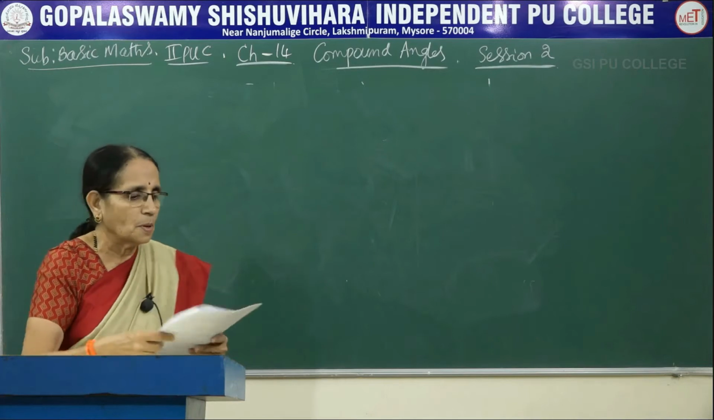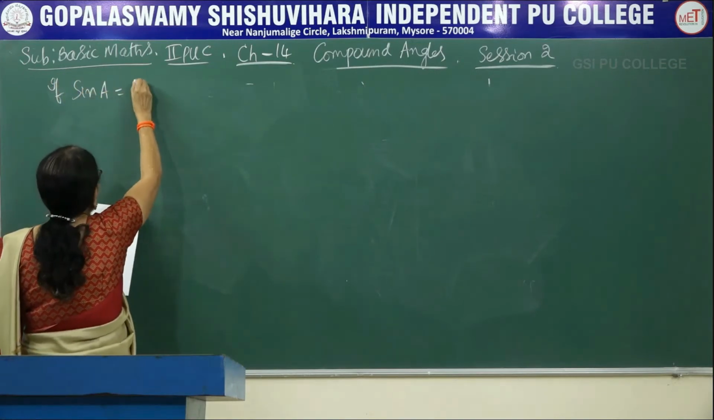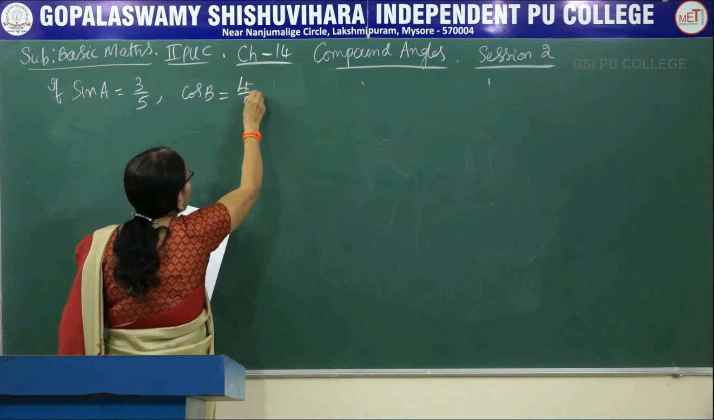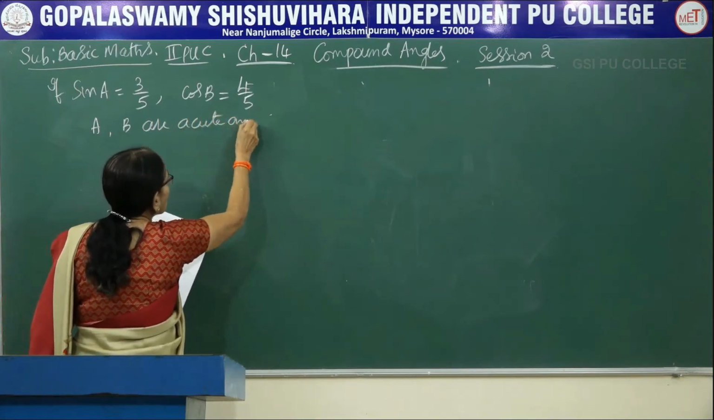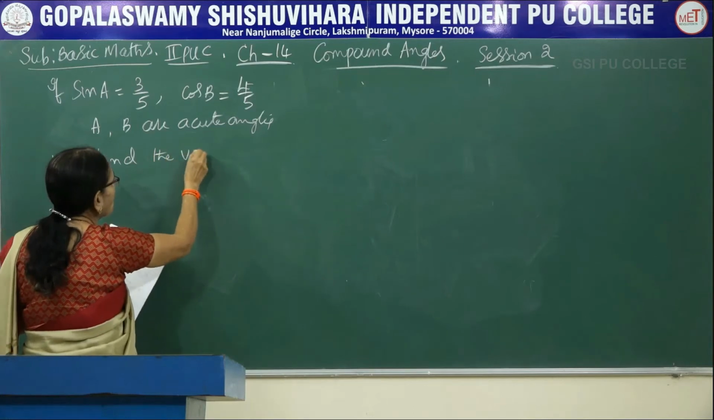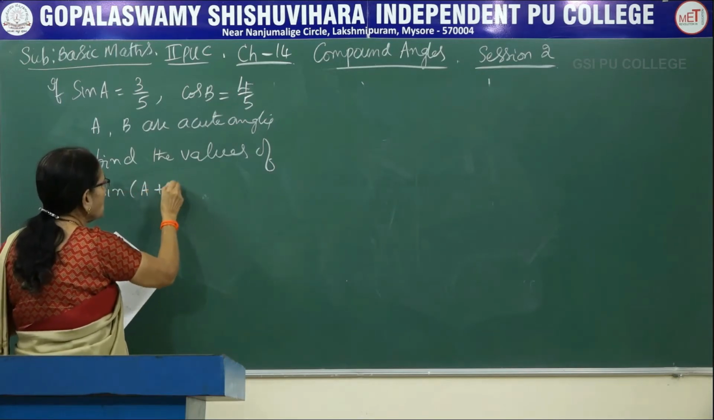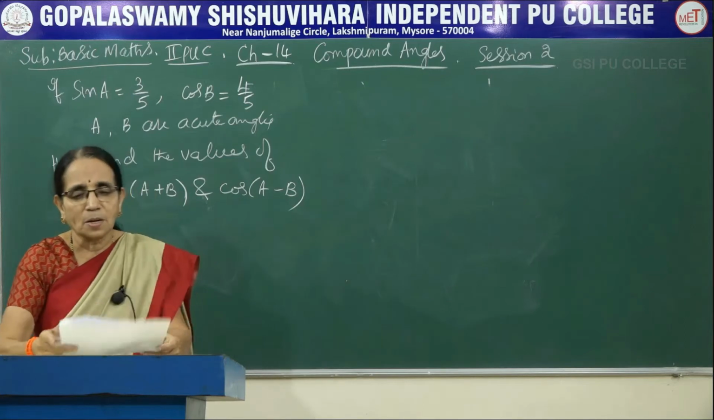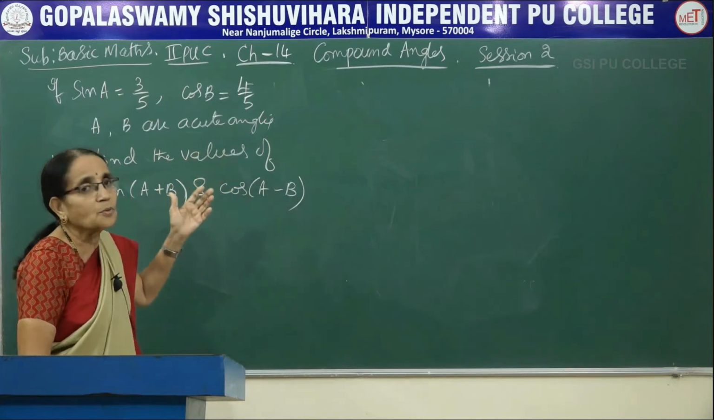So let me take up the next problem. Here some data is given: if sin A is equal to 3 by 5 and cos B is equal to 4 by 5, and A and B are acute angles, find the values of sin of A plus B and cos of A minus B. These problems are a little bit lengthy, so you have to draw the figure, and then it's easier for you to do the calculation.